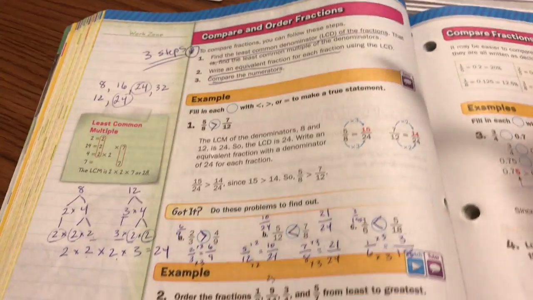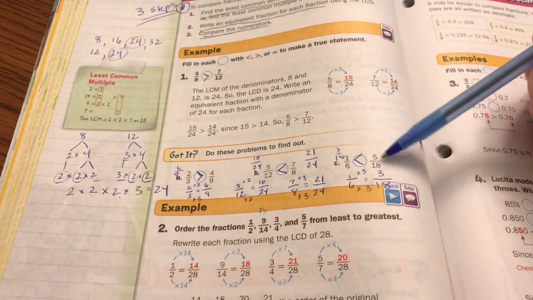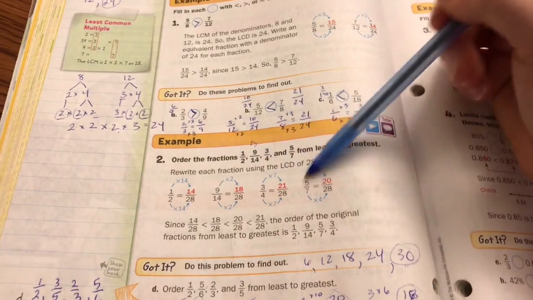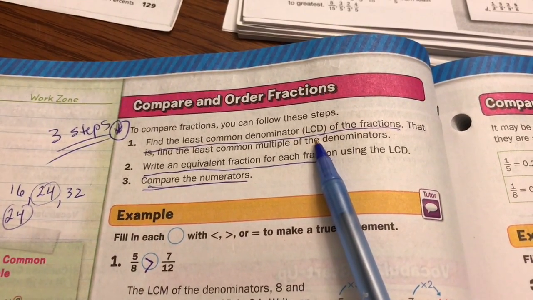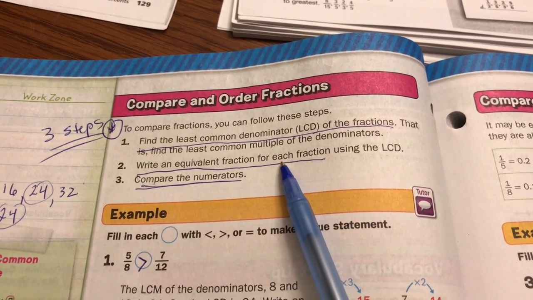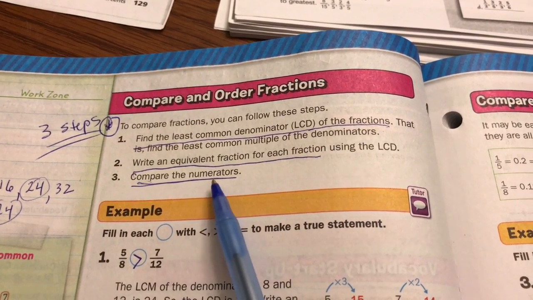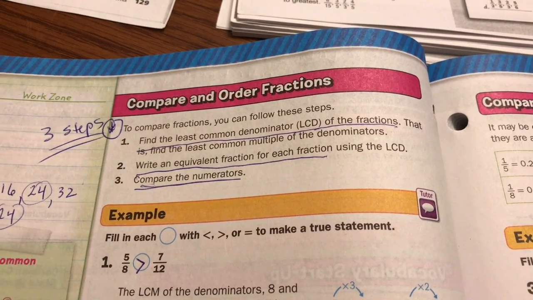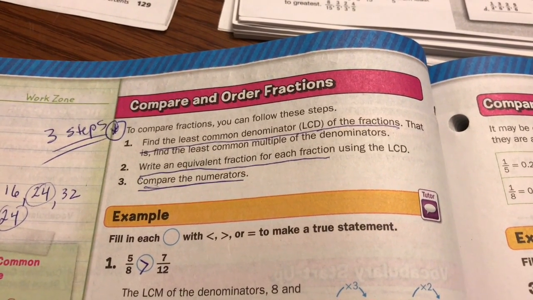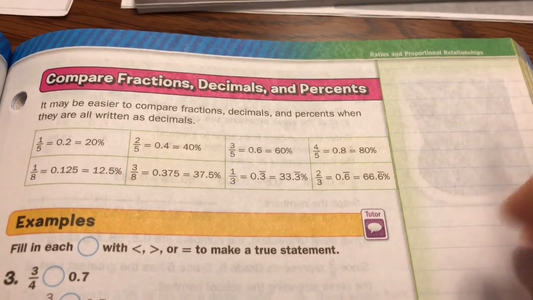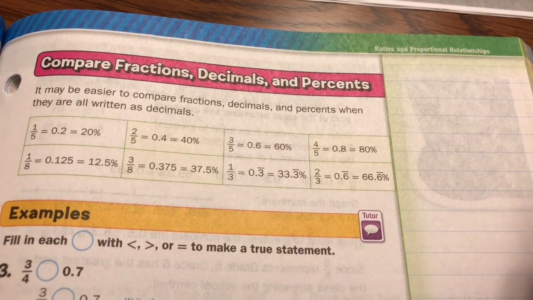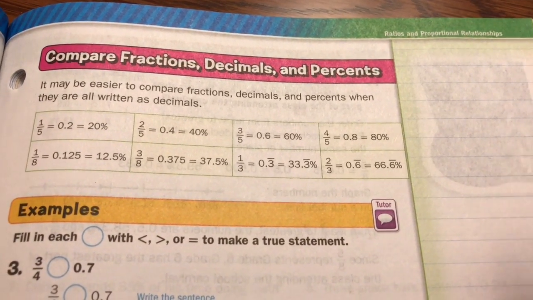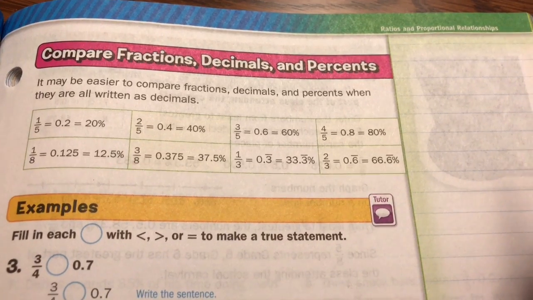So just to wrap up, no matter what we're doing, if we're just comparing two or if we're ordering more than two, you always follow the 3 steps. Find the least common denominator, write equivalent fractions for each one using the least common denominator, and then compare the numerators. Now that we know this trick, how do we add decimals and percents into our situation here? We know how to deal with fractions. How do we put in decimals and percents?